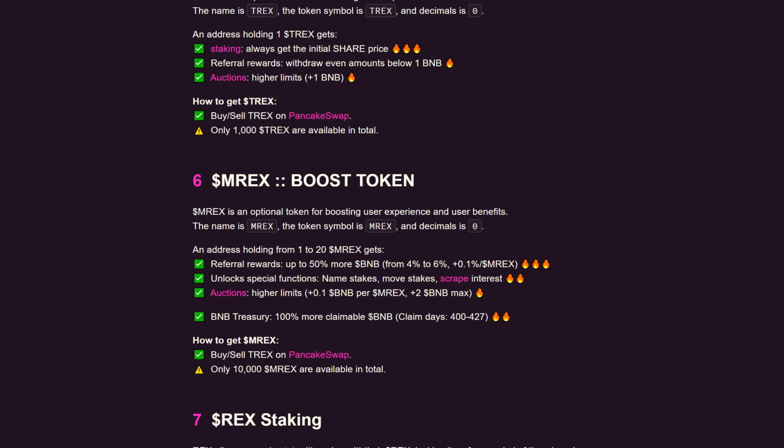Now, on top of that, it also unlocks special functions, and these functions are pretty important. First one is naming stakes. You can name your stakes anything you like: an annual pay, birthday present, Christmas present, whatever you like. You can also move stakes, and moving is quite important. Let's say something happens and you want to move your stakes to a different wallet because it got compromised.